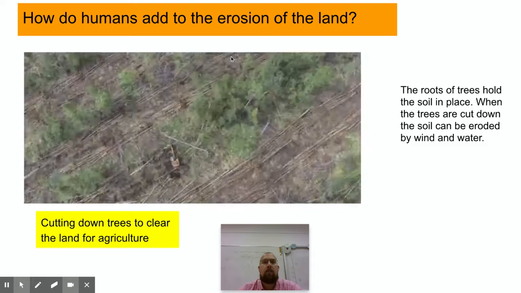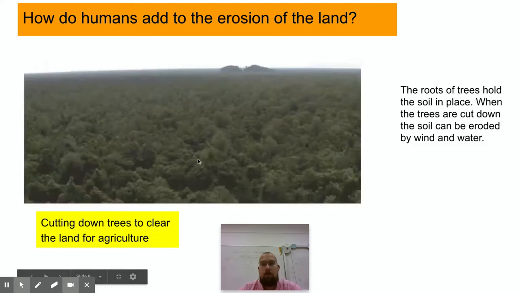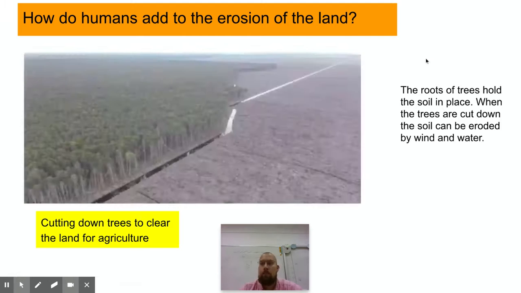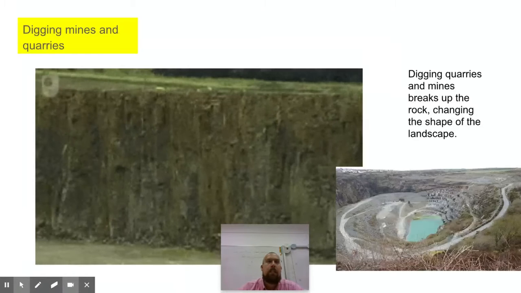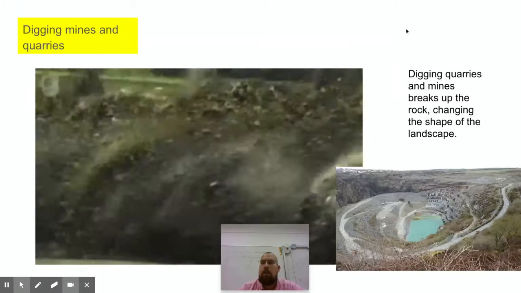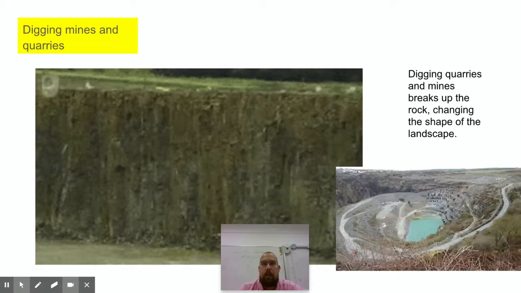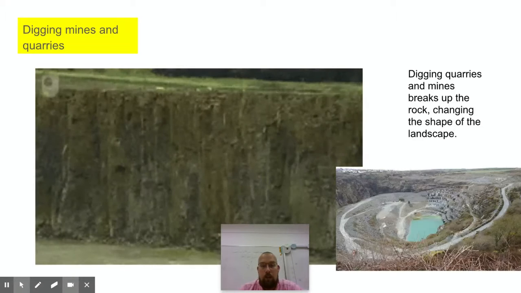Okay, how do humans add to erosion of the land? We're cutting down trees to clear land for agriculture or farming as well, right? The roots of trees hold the soil in place. When the trees are cut down, the soil can be eroded by wind and water. Digging mines and quarries breaks up rock, changing the shape of the landscape. We can see all the different things happening here, right? Make sure you watch this carefully.